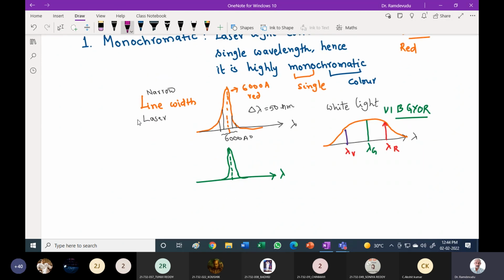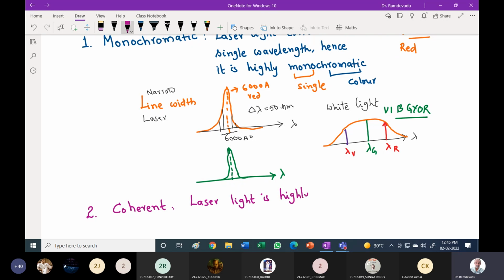The second property of any laser light, can anybody tell the second property of laser light? Coherent light source, correct. Coherent. So laser light is highly coherent.